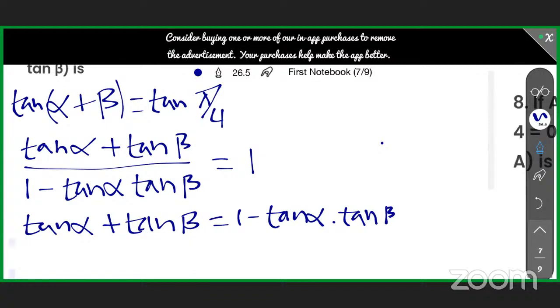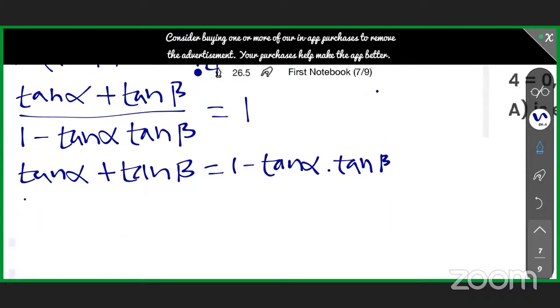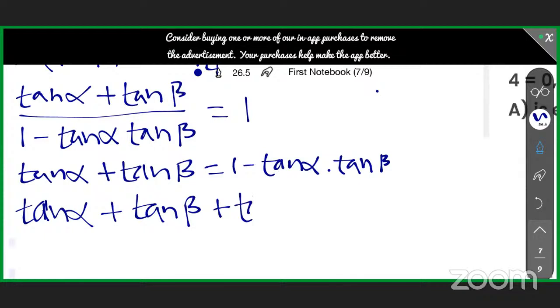What I will do is, I'll send this minus term to this side. So what happens? This will be equal to tan alpha plus tan beta plus tan alpha into tan beta is equal to 1. So keep this as equation 1.